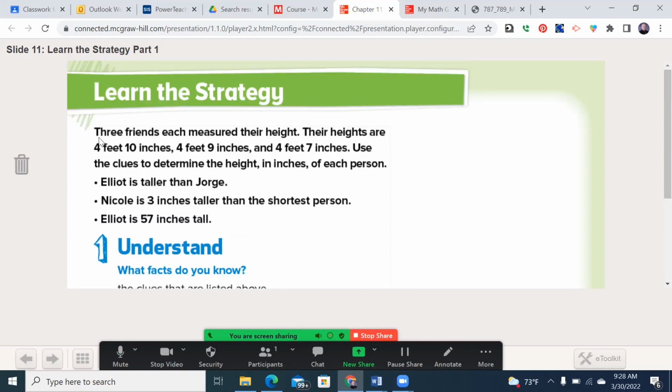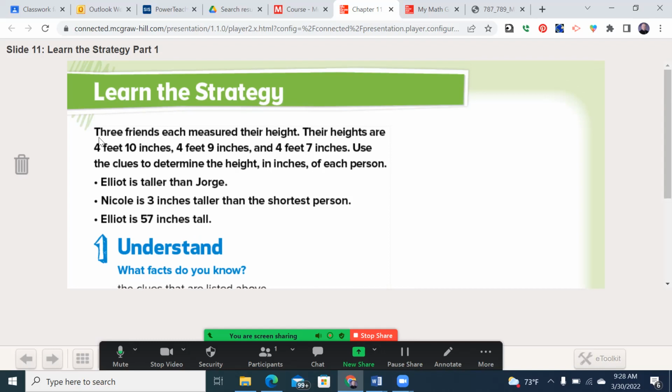So it says 3 friends each measured their height. Their heights are 4 feet 10 inches, 4 feet 9 inches, and 4 feet 7 inches. Use the clues to determine the height in inches of each person. This is one of those strategy and thinking questions that you'll find on a lot of different tests.